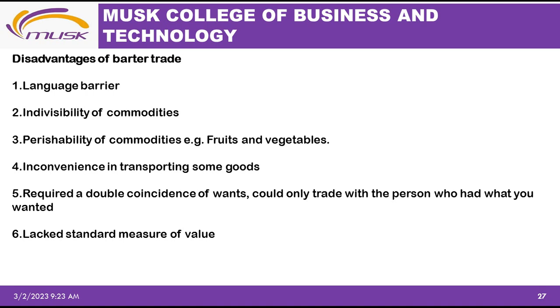There was also inconvenience in transporting some goods, and it required a double coincidence of want, so you could only trade with a person who had what you wanted. And then the other one is that it lacked a standard measure of value.